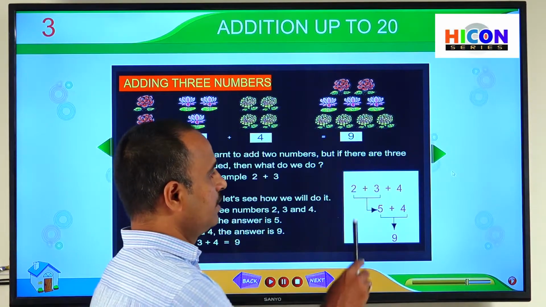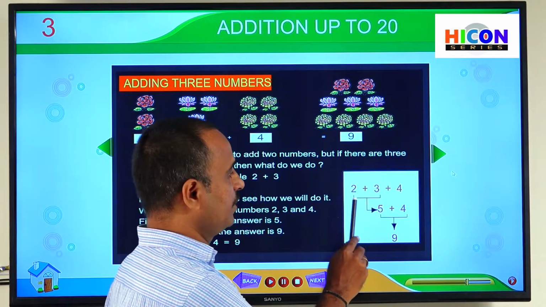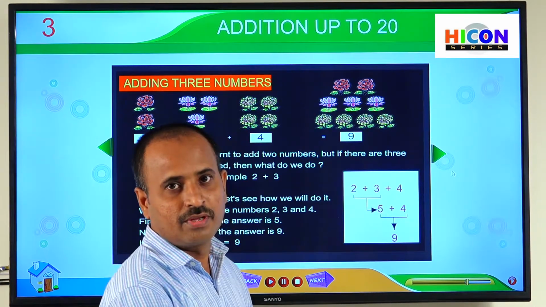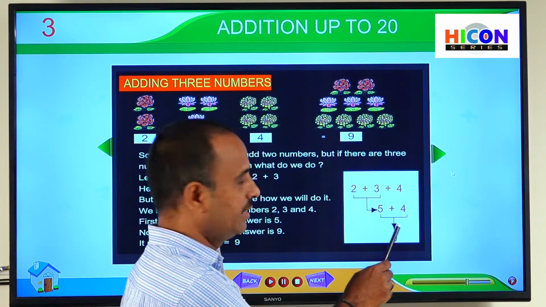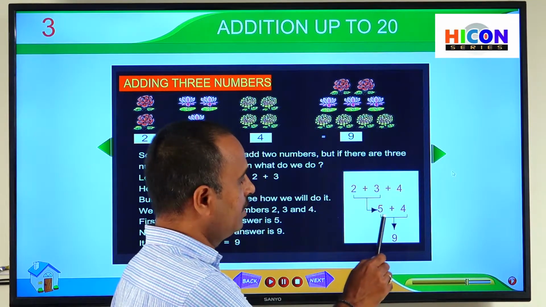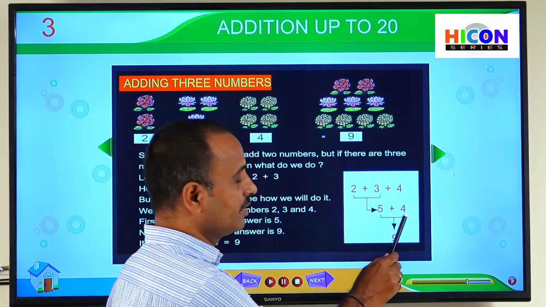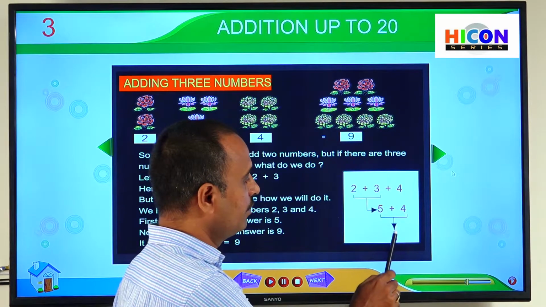So here 2 plus 3 becomes 5. So the sum of the first two numbers is 5. Now we have to add the sum to the third number. Here the sum is 5 and the third number is 4. Add the sum of 5 to the third number 4. So if we add 5 to the 4, we will get 9.